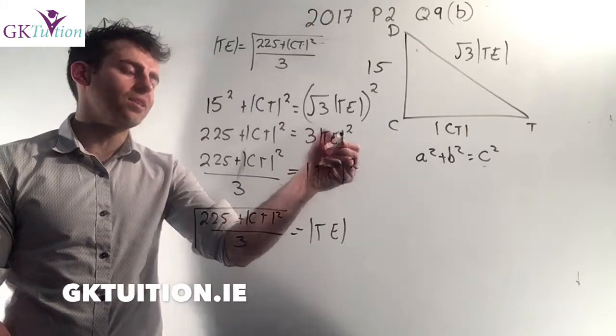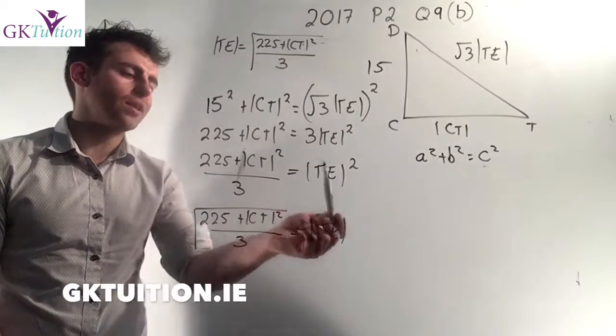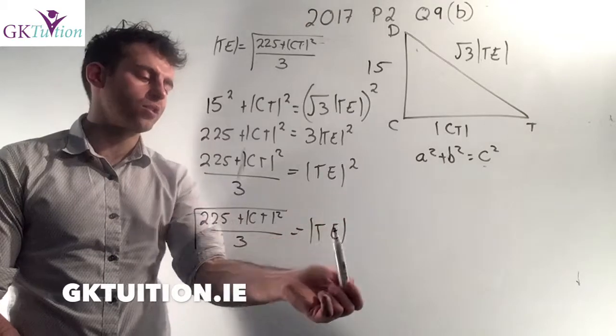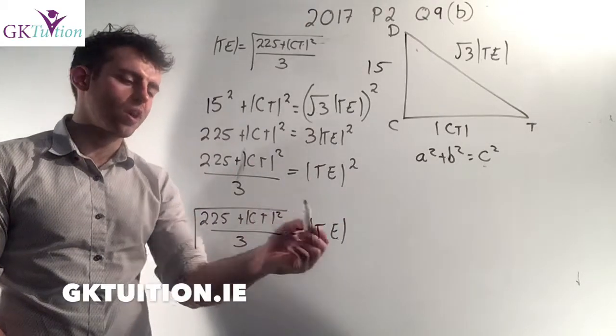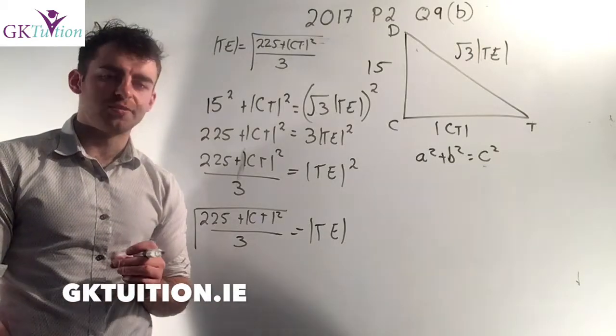In order to get TE squared on its own, I divide both sides by 3 and I introduce this fraction. Now I clearly don't want TE squared, I want just TE, so I take the square root of both sides and you end up with the root of the fraction you had above. And that's your final answer for this part.